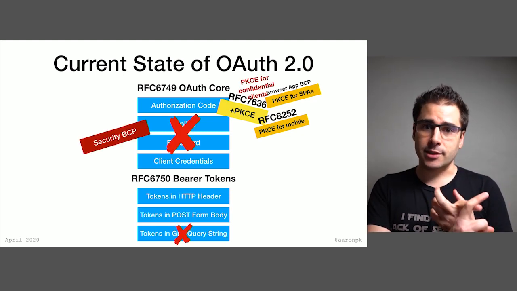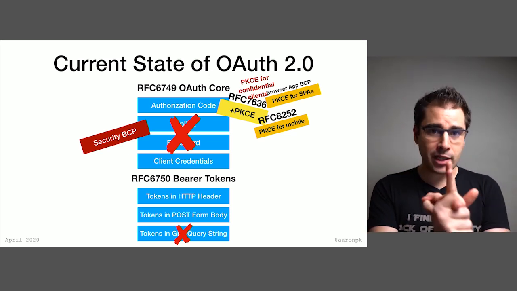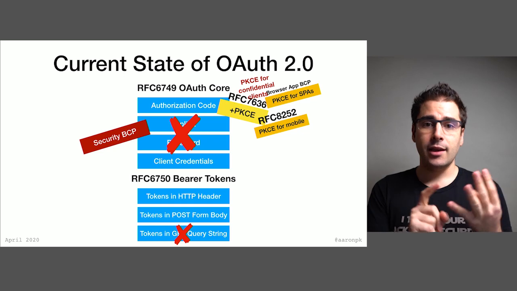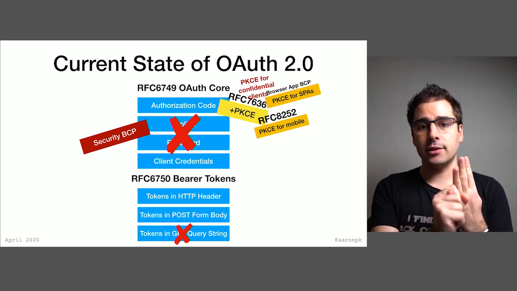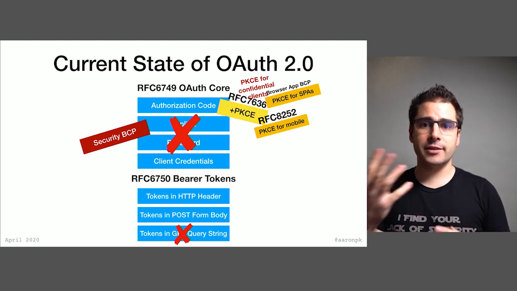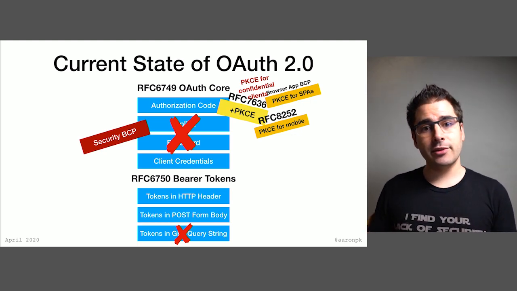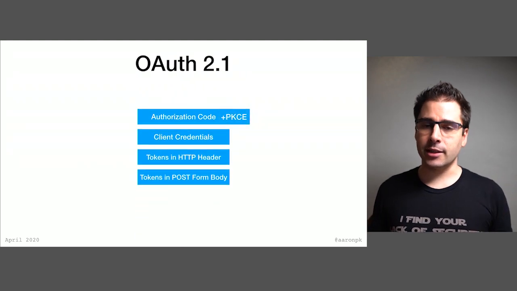Then the security best current practice came along and updated a whole bunch of this. It takes out the implicit flow, it takes out the password flow. It says, actually, you should use PKCE for every type of client, not just mobile clients. And also now you can't send access tokens in query strings. So what's happened is over the years, we've published all these different RFCs, building on top of each other, taking away things.